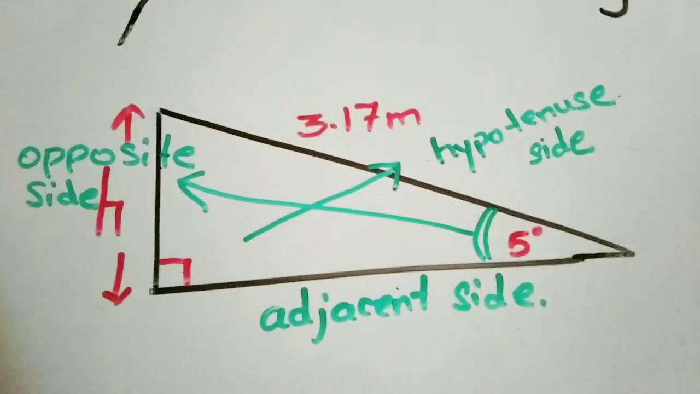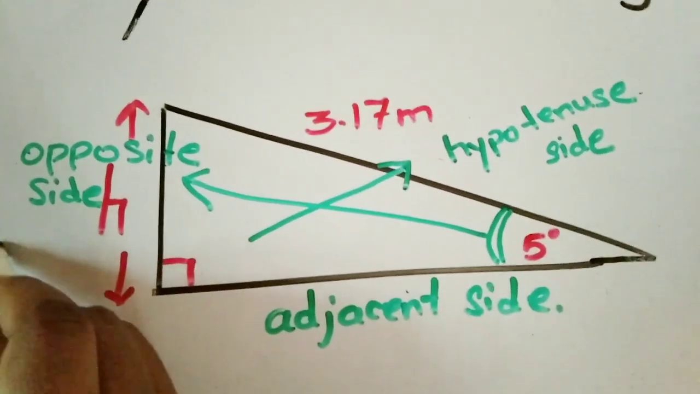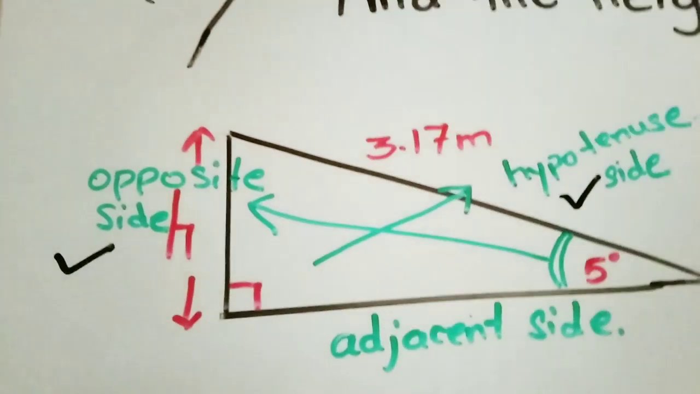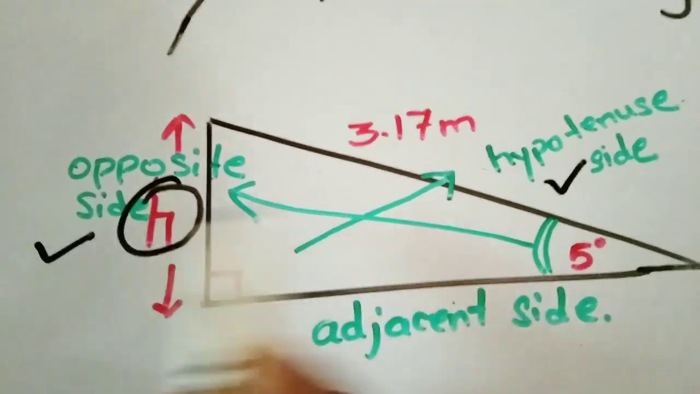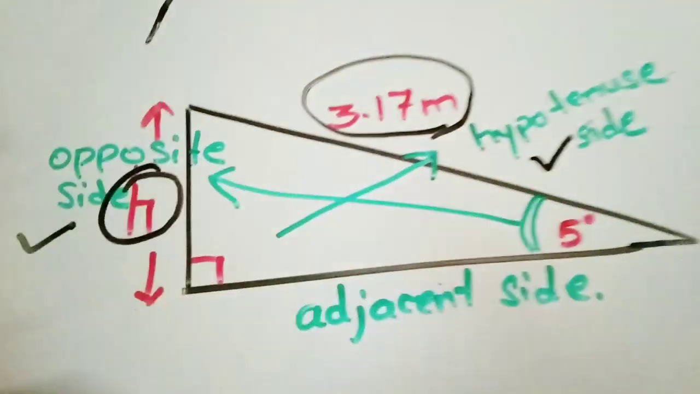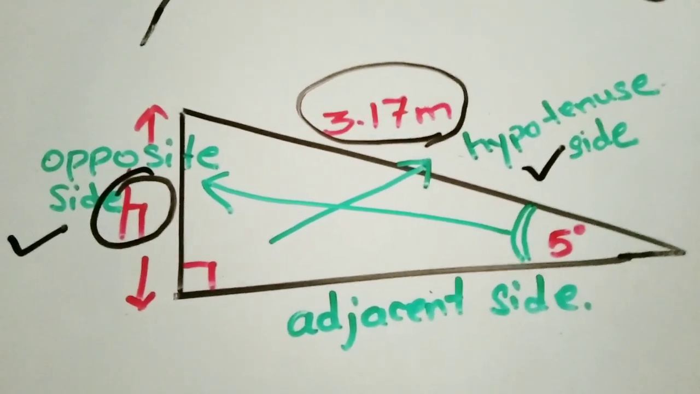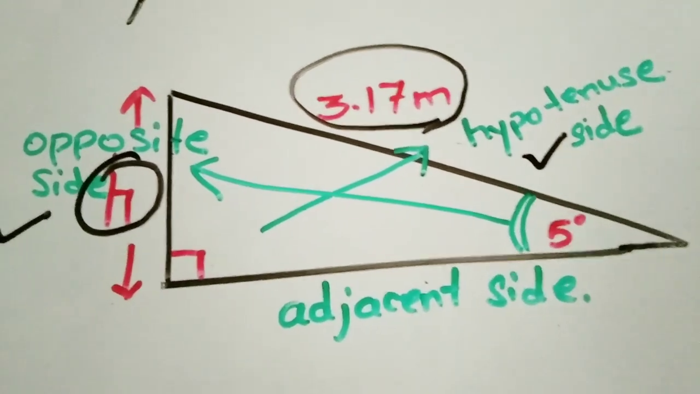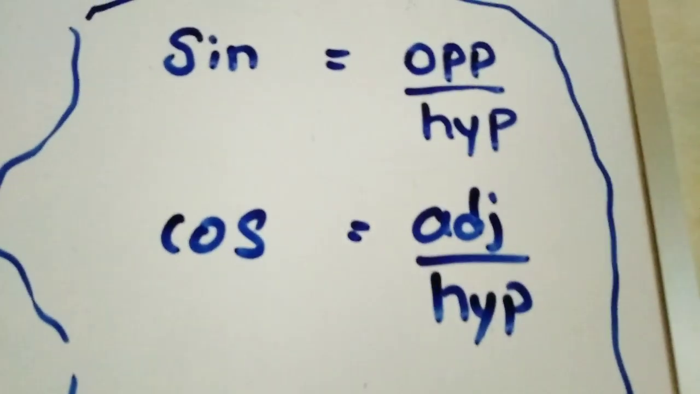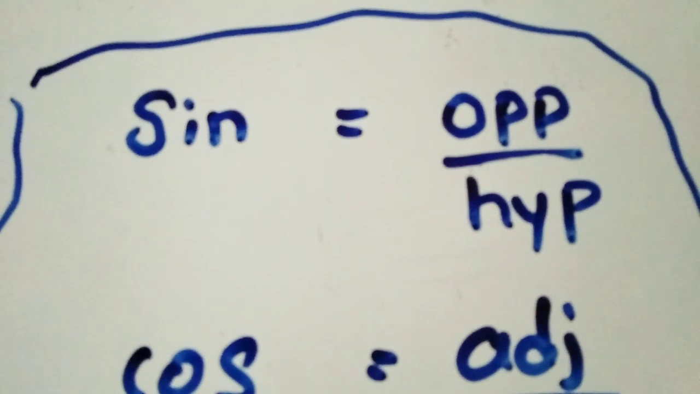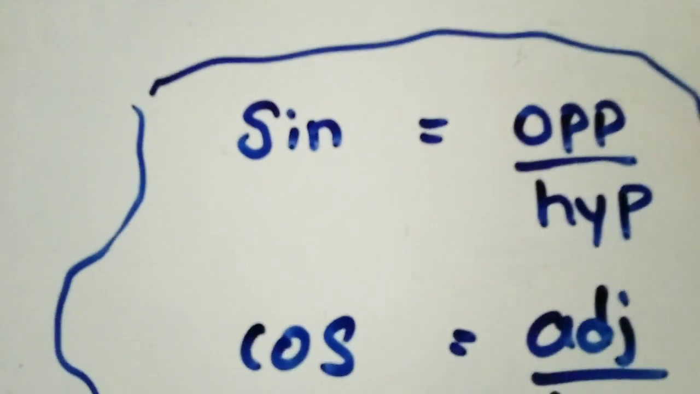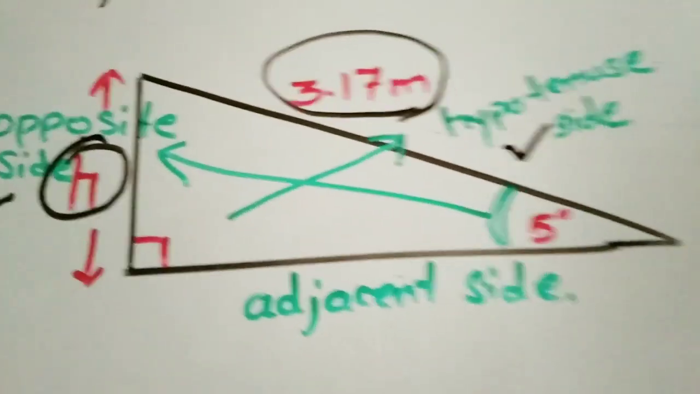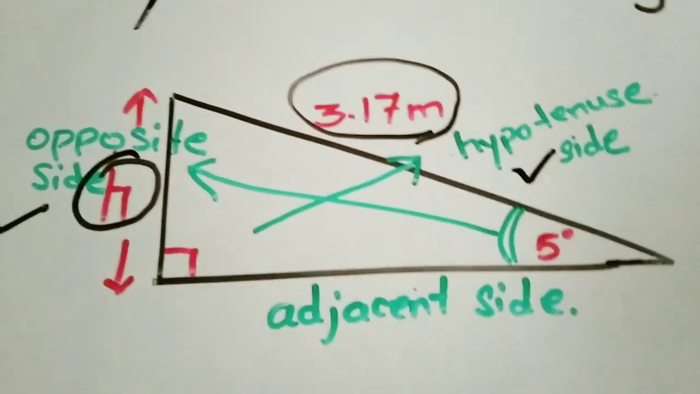Now, how are we going to do this question? How can we use sine, cos ratios here? Opposite side, hypotenuse side. There are two sides connected here in this question. What are those? Opposite and hypotenuse. The opposite and hypotenuse ratio is the sine ratio. Sine is equal to opposite over hypotenuse. So here in this question we are going to use the sine ratio.